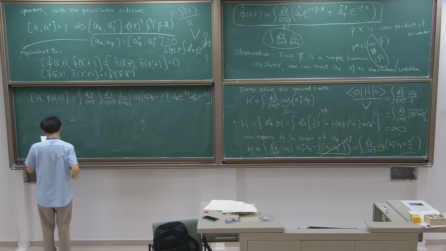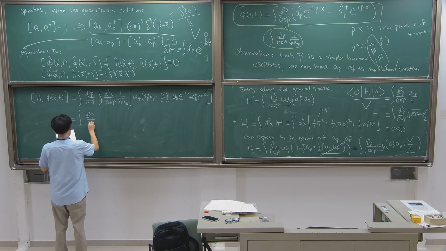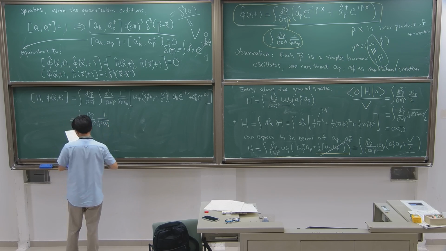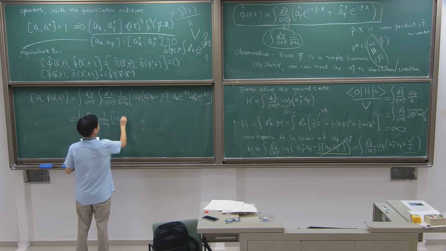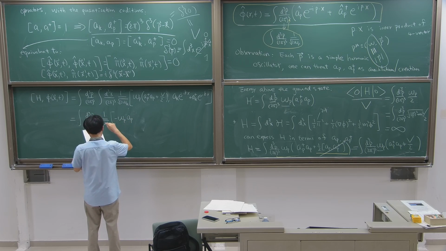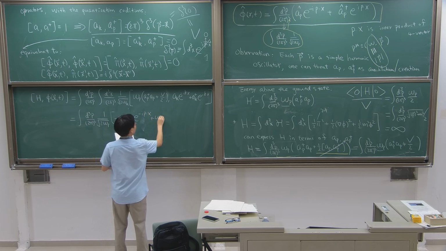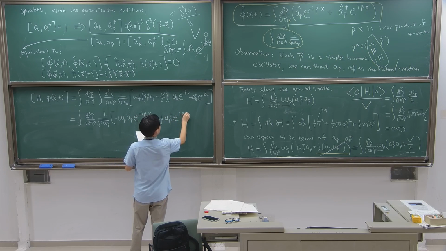Now you evaluate this commutator by using the quantization condition. Eventually, because of the delta function inside this integral, we reduce the double integral into a single integral. So basically set k equal to p. The delta function will set k equal to p. So you get minus omega_p e^{-ip·x} plus omega_p a_p^† e^{ip·x}.